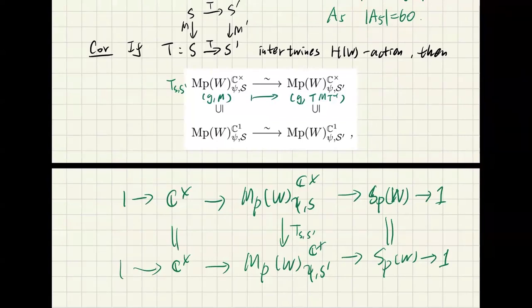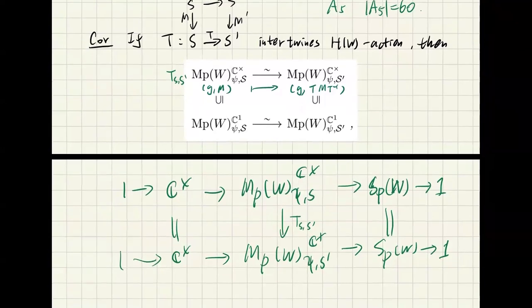Certainly you can check this is a group homomorphism. Therefore these two extensions are isomorphic, and because Sp(W) is perfect in most cases, this is a unique isomorphism. Okay, you can do the same thing by replacing C cross by C1.